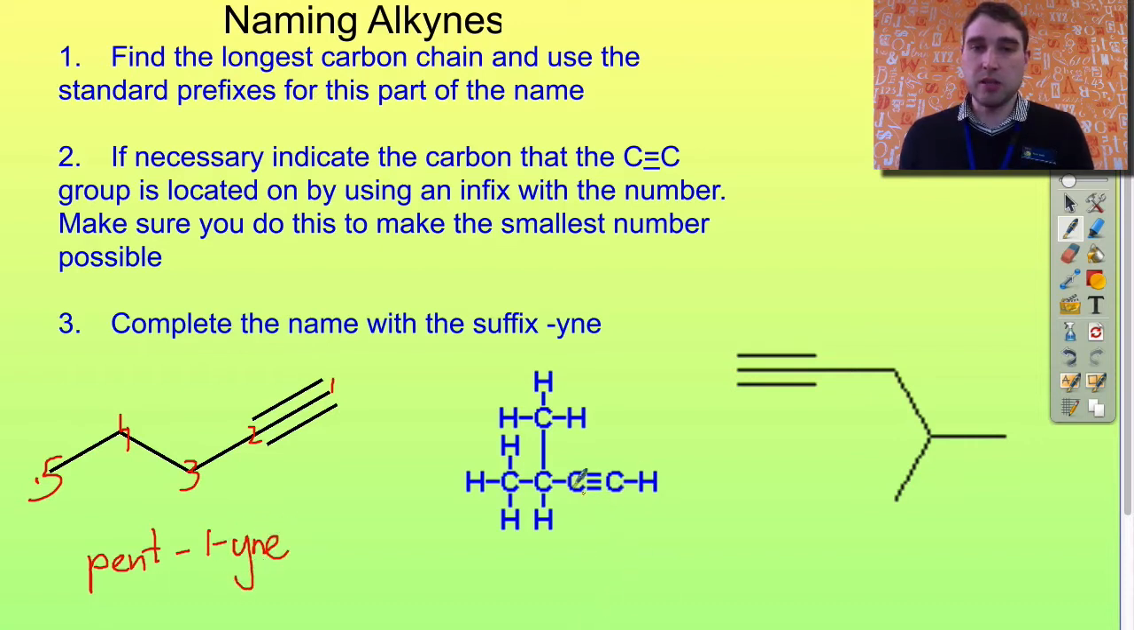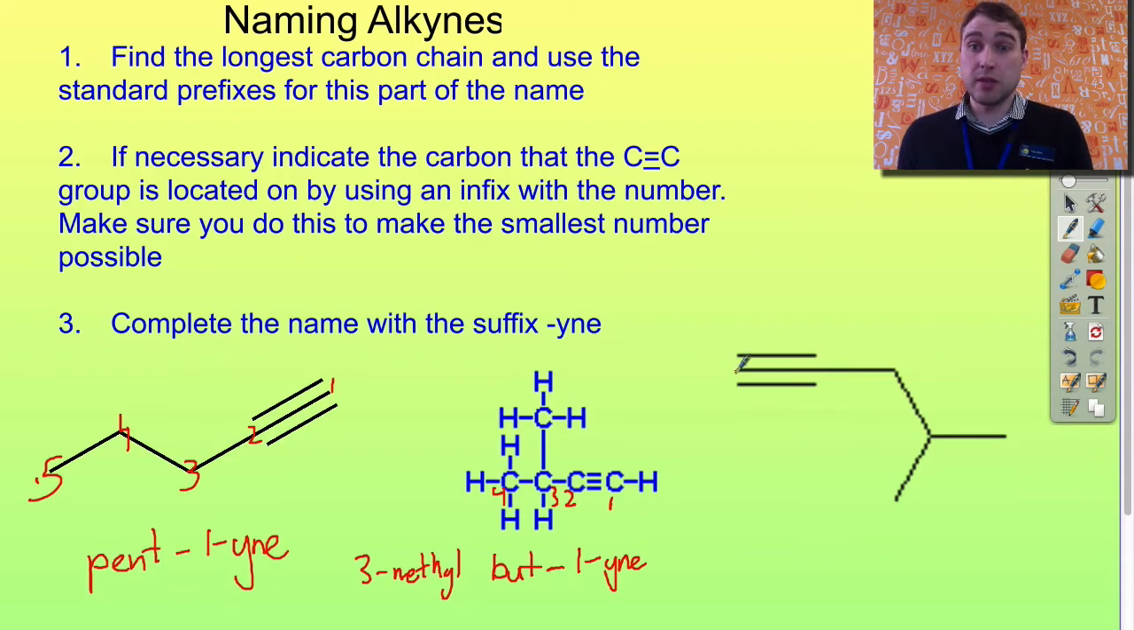If we have a look over here, we've got a branch, just to make things a little bit more complicated. So carbon 1, 2, 3, 4. I could number 4 up here, it doesn't change it. So we've got 4, so methyl ethyl propyl butyl, so it's going to be bute. On carbon 1, we've got the alkyne group. And then 1, 2, 3, on carbon 3, we've got a methyl. 3-methylbut-1-yne.